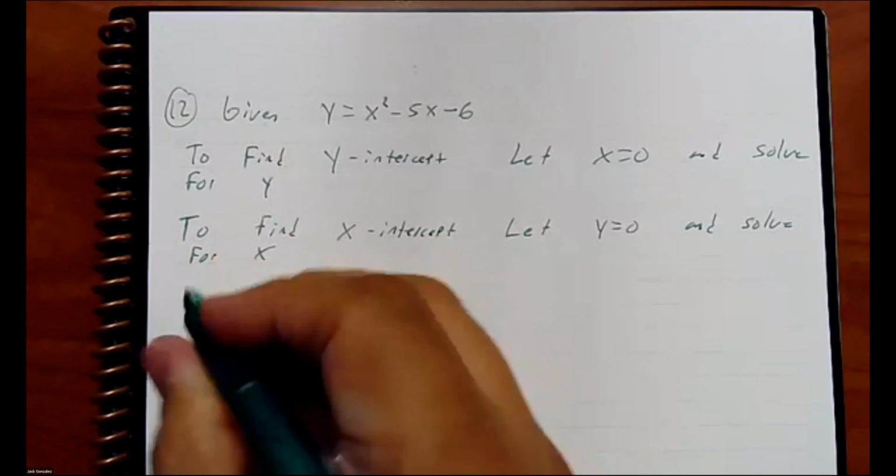But let x equal 0, you get y equals 0 squared minus 5 times 0 minus 6, which is equal to negative 6. This implies that the point (0, -6) is the y-intercept. Okay.